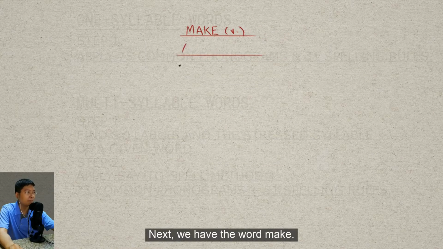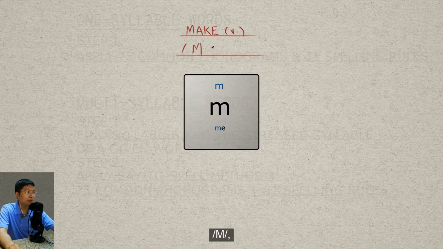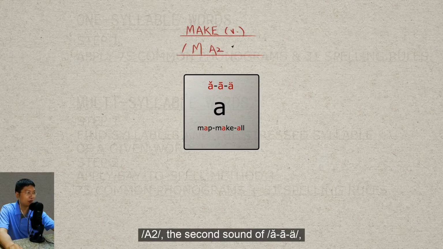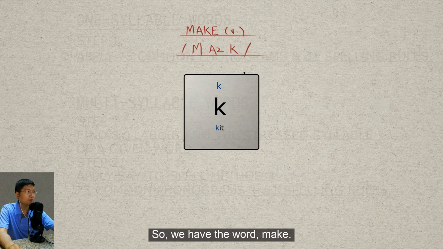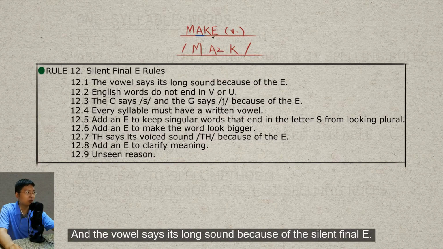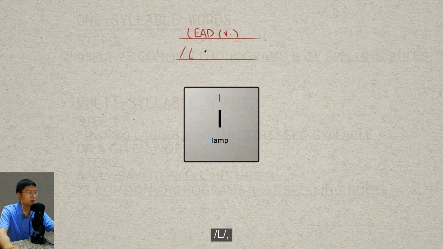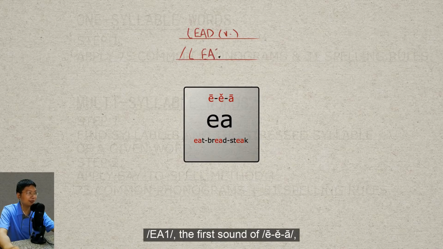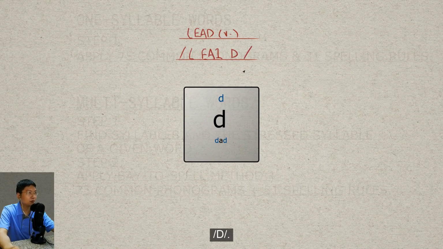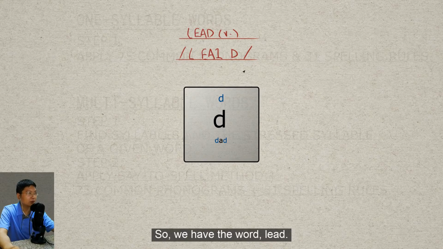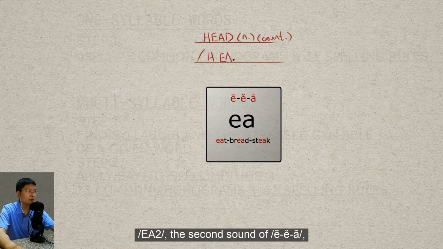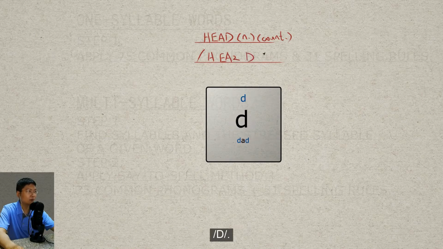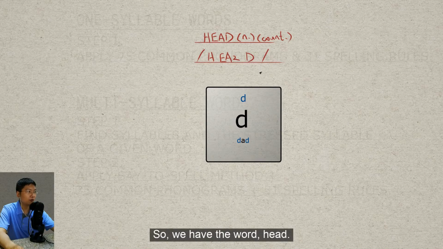Next we have the word make: M, A, the second sound of A-R, K. So we have the word make, and the vowel A is a long sound because of the silent final E. The next word is lead: L, E, the first sound of E-A, D. So we have the word lead. The next one is head: H, E, the second sound of E-A, D. So we have the word head.